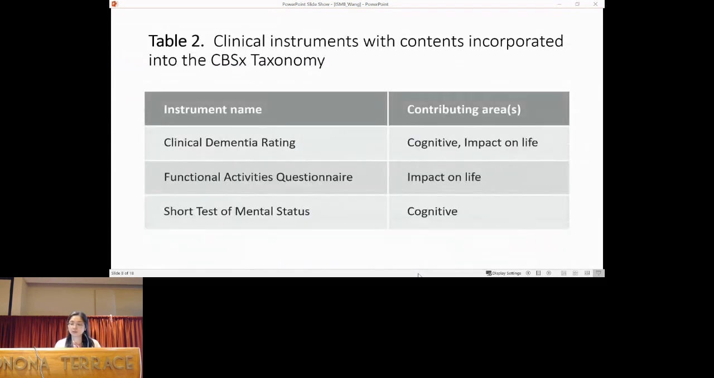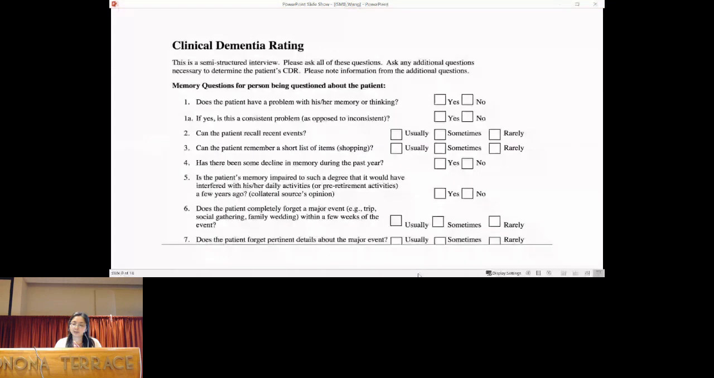This table shows the clinical instruments with contents incorporated into the taxonomy: the Clinical Dementia Rating, the Functional Activities Questionnaire, and the Short Test of Mental Status. They also contribute to different aspects of the taxonomy. We'll give some examples for the clinical instruments.